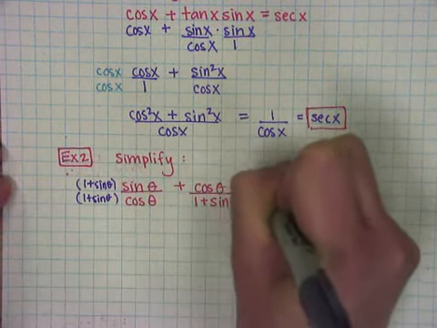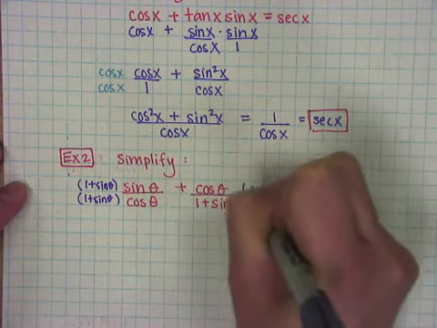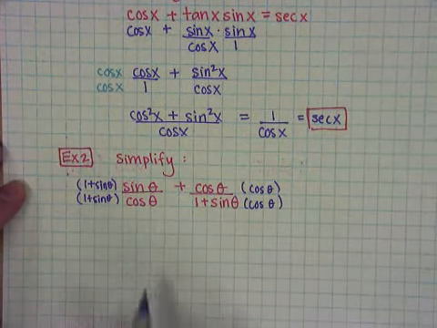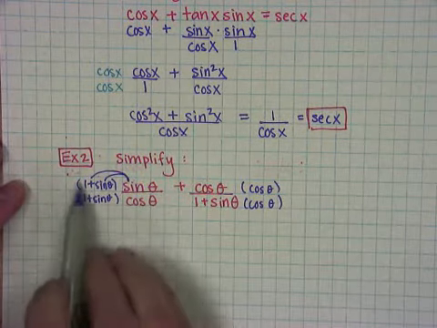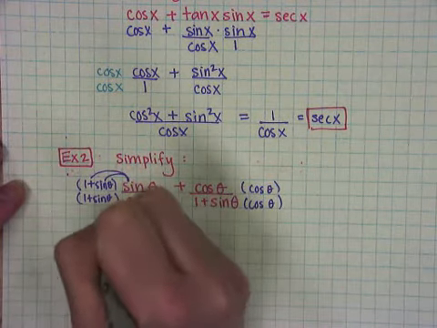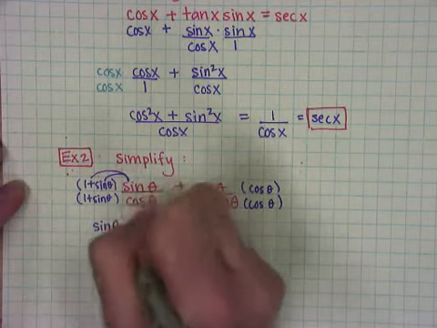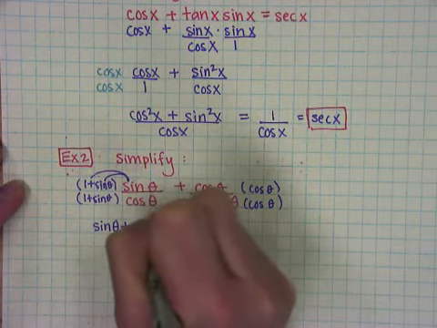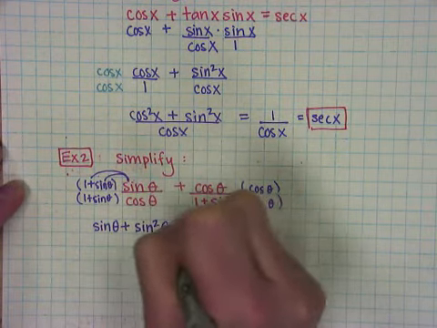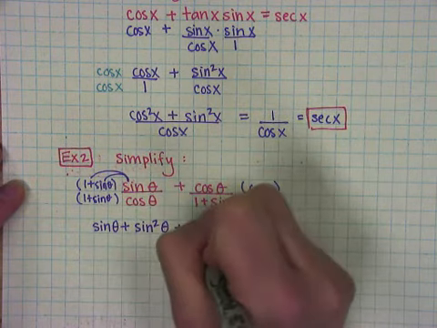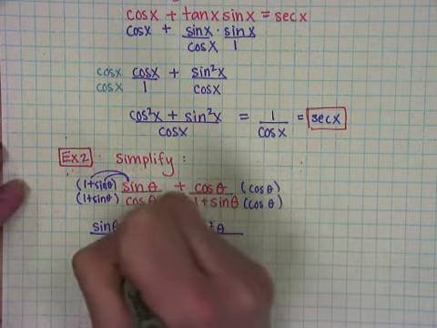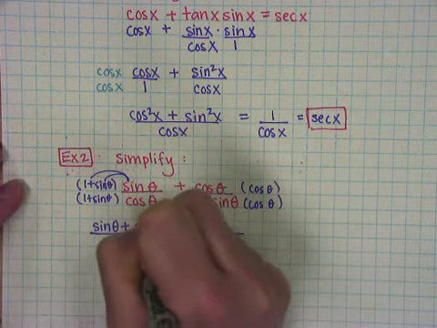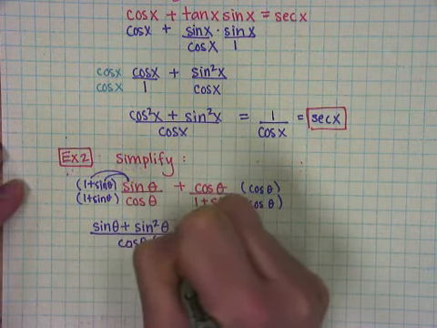And this side by cosine theta on top and bottom. And now I need to distribute my sine. Sine theta times 1 is sine theta. Sine times sine is sine squared theta. Cosine times cosine is cosine squared theta. And this is all over my common denominator, cosine theta times 1 plus sine theta.